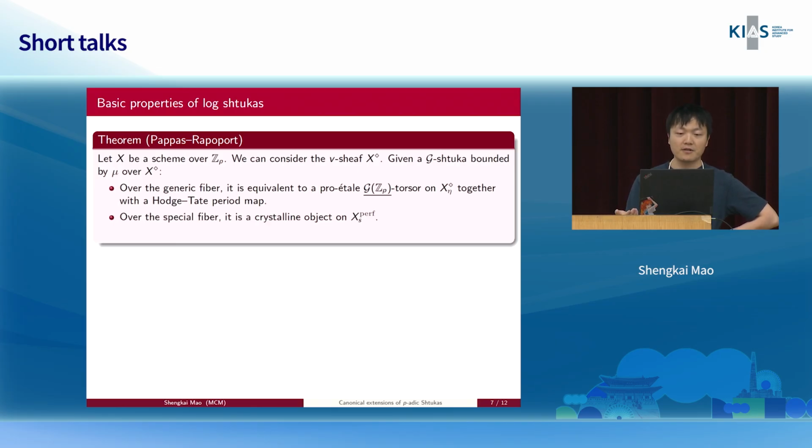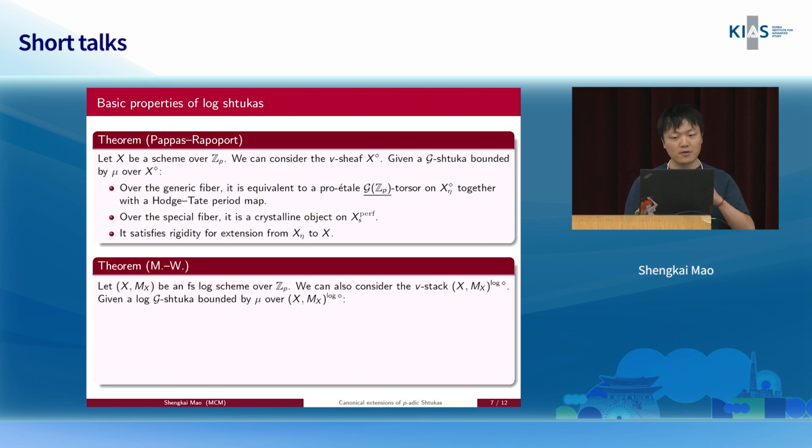On the special fiber, it's a crystalline object. And moreover, it has the rigidity for extension. This means if you have a morphism between Shtukas over X, then the restriction to the generic fiber is fully faithful. This is very convenient when you want to construct the tensors from the generic fiber to the integral model. We do something parallel.